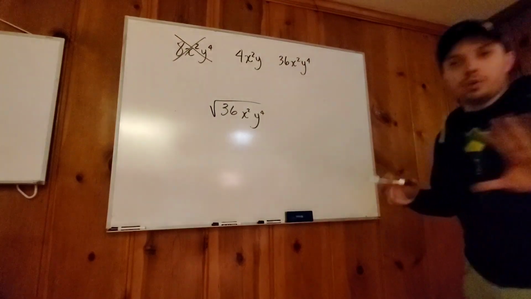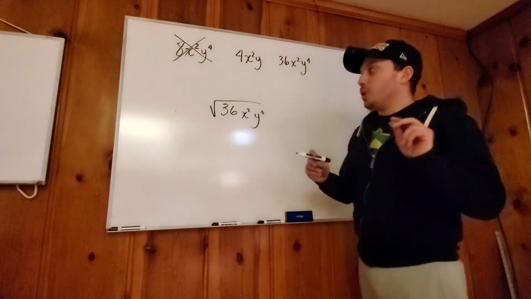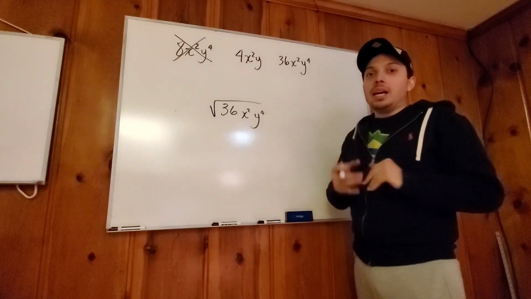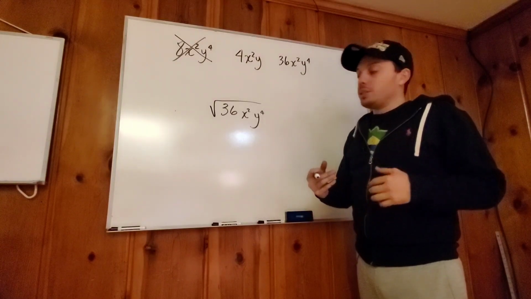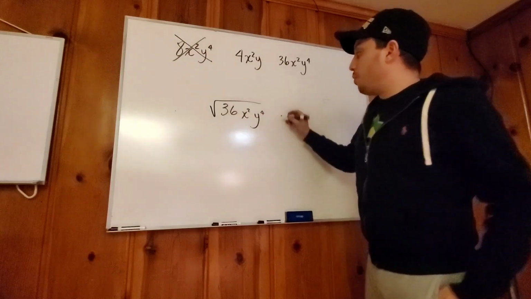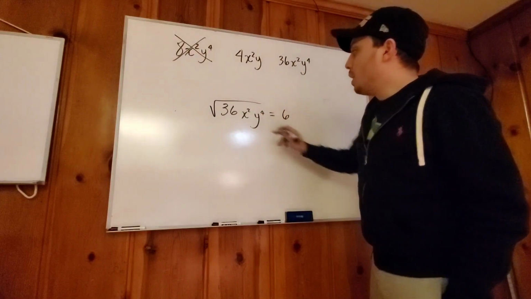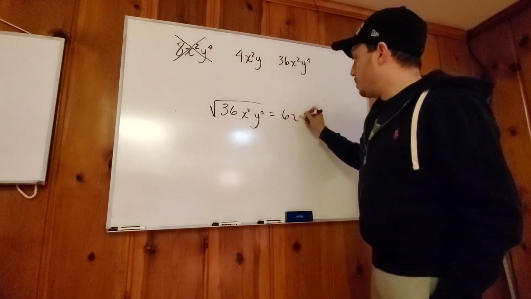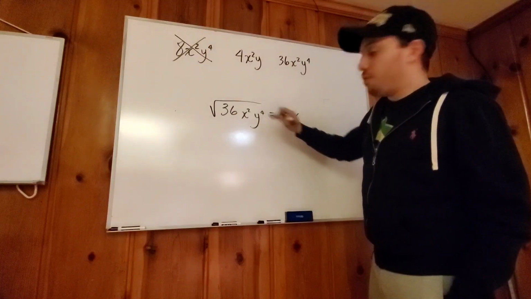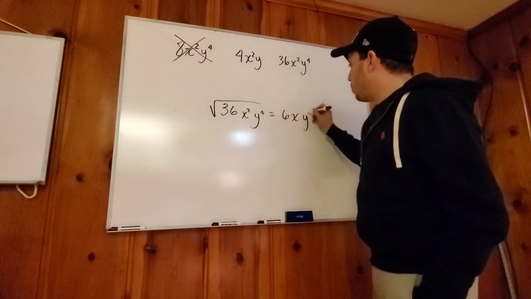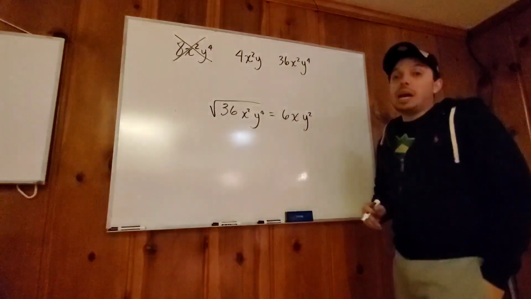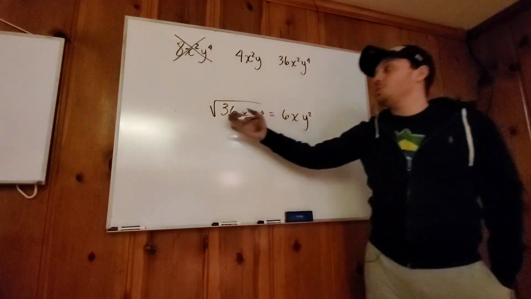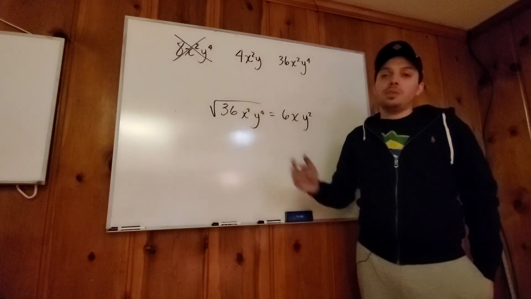Okay, I was just checking whether or not I recorded. I was recording. And so inadvertently, I already answered example 6. It's pretty easy because the square root of 36 is 6. The square root of x squared is x. And the square root of y to the 4th, as I already showed you, is y squared. And boom, that is the square root of 36 x squared y to the 4th.